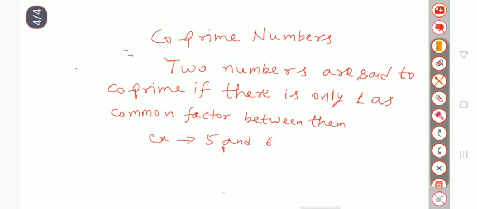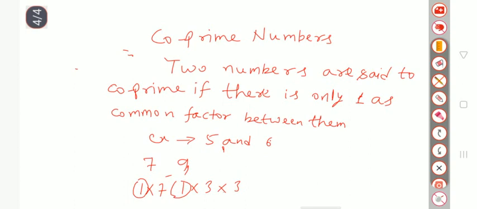So I have explained 5 and 6. Similarly you can take 7 and 9 also, because we can write 7 as 1 into 7, and we can write 9 as 1 into 3 into 3. So what is the common? Common is just 1. Here also common is just 1. Okay. So 1 is only common factor between 7 and 9. So two numbers are said to be coprime.